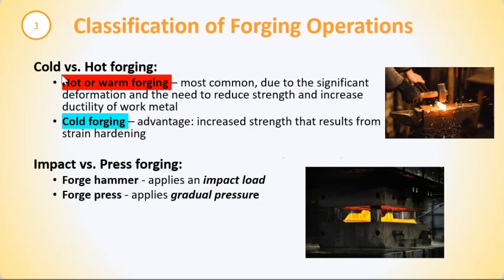For classification of forging, we can classify as hot or warm forging, in which you need to heat up. Usually deformation needs a lot of change, so it needs to be warm or hot to elevate the temperature to reduce the strength and increase the ductility, so it is easy to deform. And cold forging results in increased strength from strain hardening. We can also look at impact and press forging. Impact usually uses the impact load from a hammer, or a press applies gradual pressure through the die.